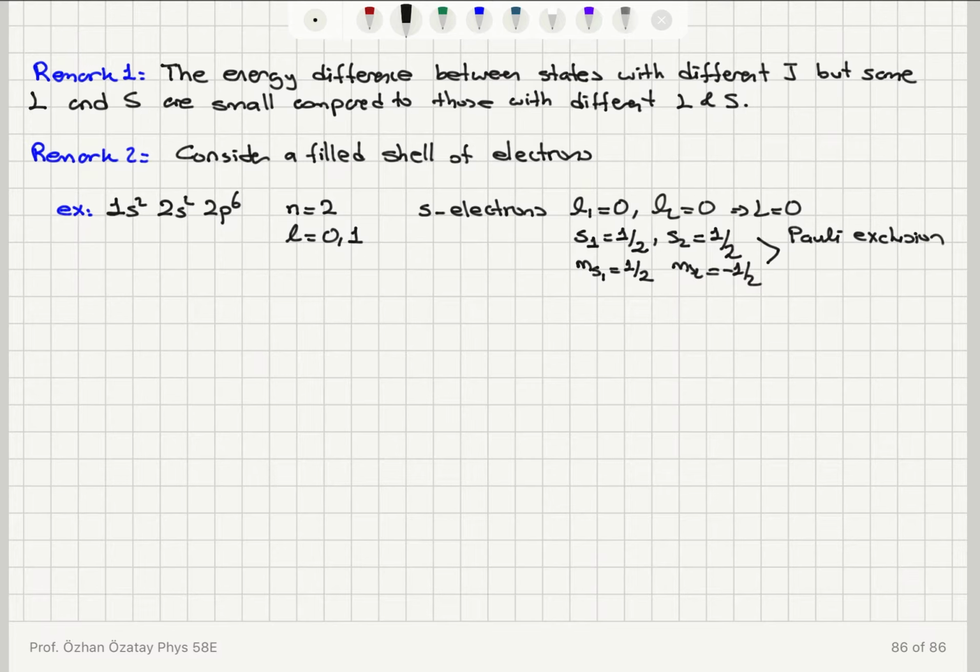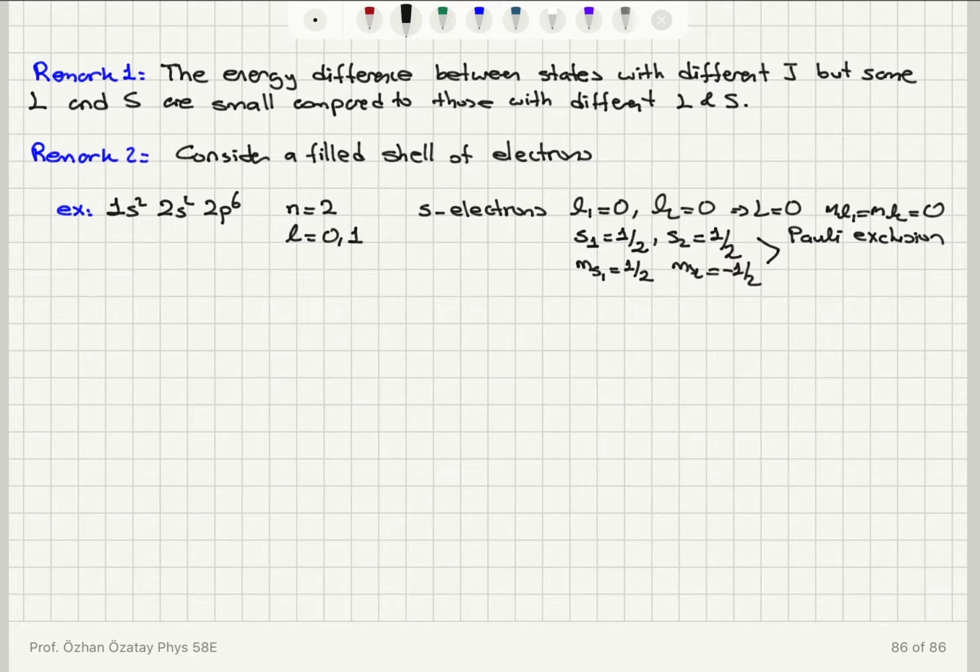So if you have electrons in the same orbital, s electrons, they have the same n value, the same L value, and the same m sub L value. So m sub L1 is equal to m sub L2 is equal to 0. So they must have a different spin quantum number. S is fixed, it's 1/2, but m sub S can be plus 1/2 or minus 1/2. So this should be different for these two electrons.